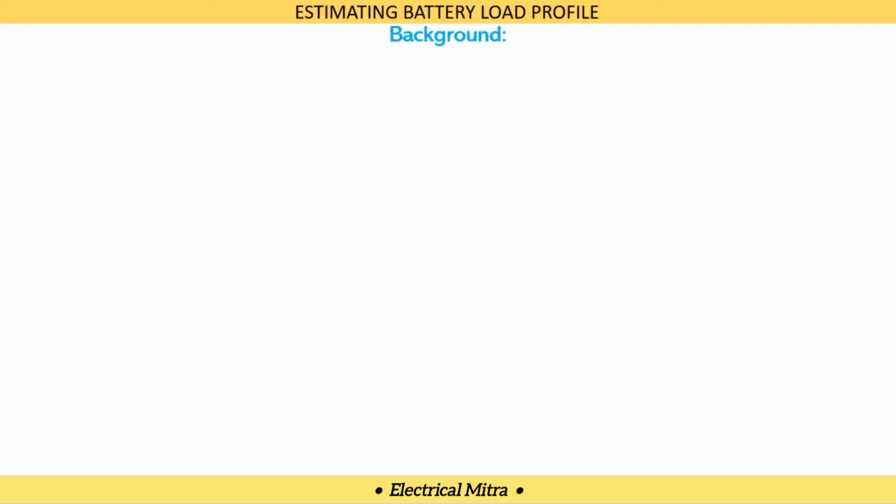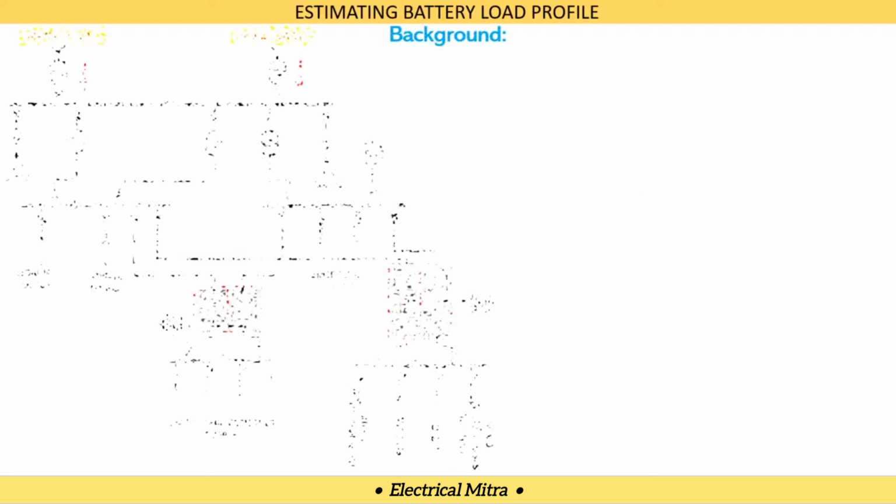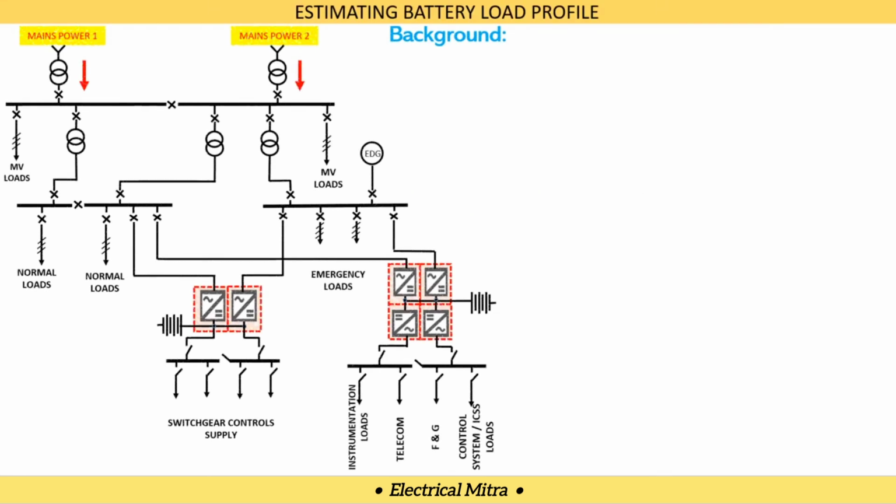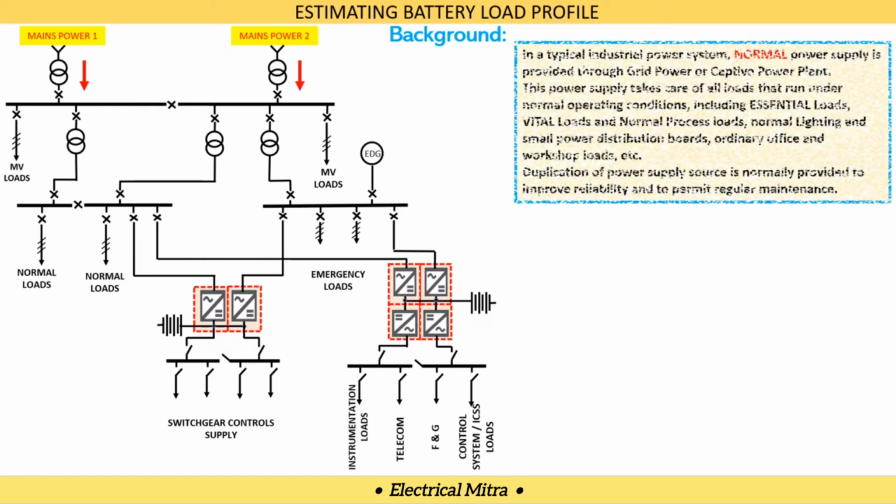Before we understand how to estimate the battery load profile, let us have a quick recap of a typical industrial power distribution system. In a typical industrial power distribution system, normal power supply is provided through grid power or a captive power plant. This power supply takes care of all the loads that run under normal operating conditions, including essential loads and vital loads.